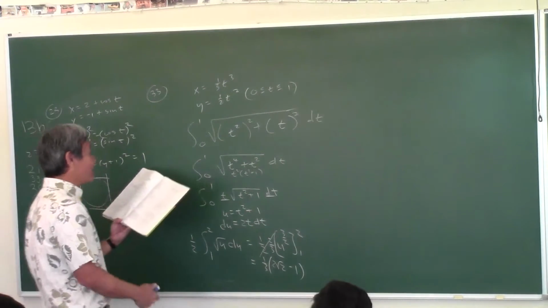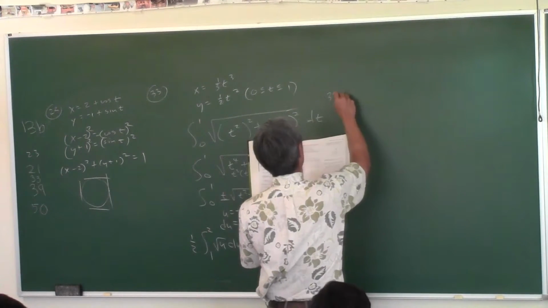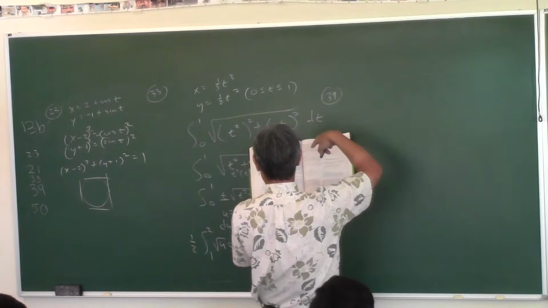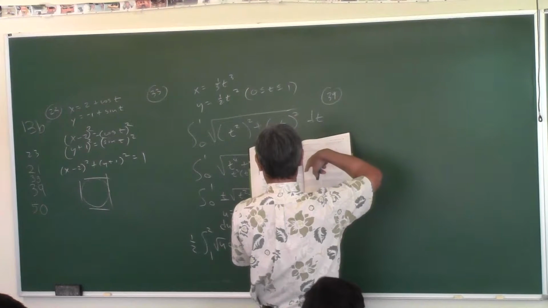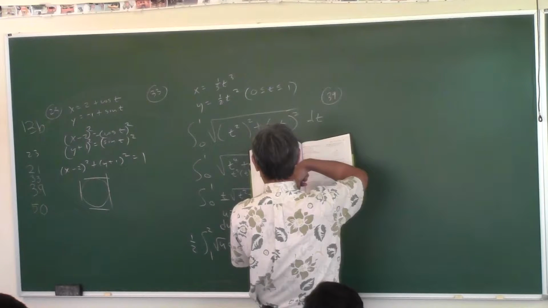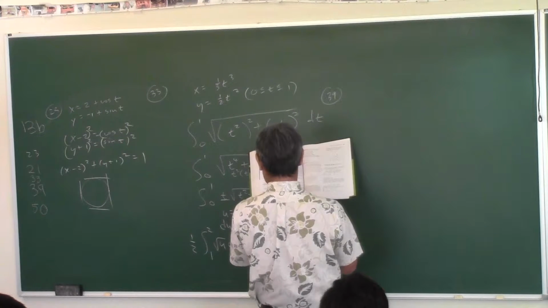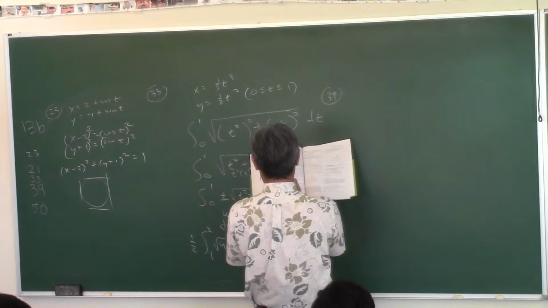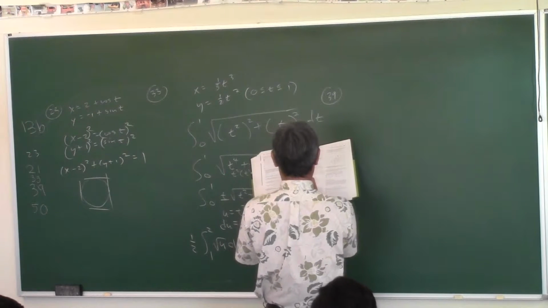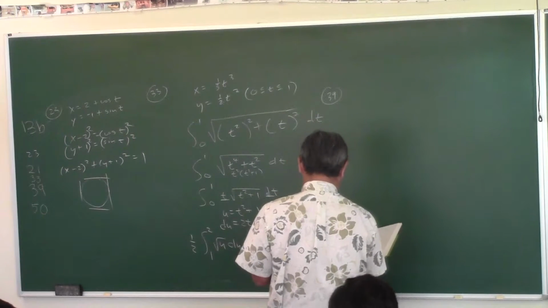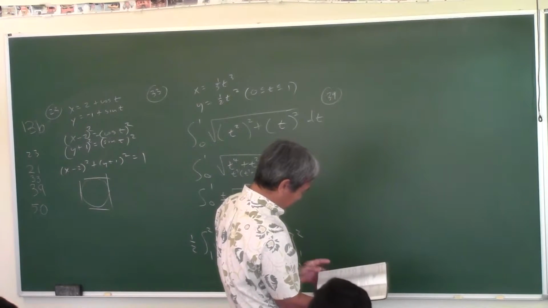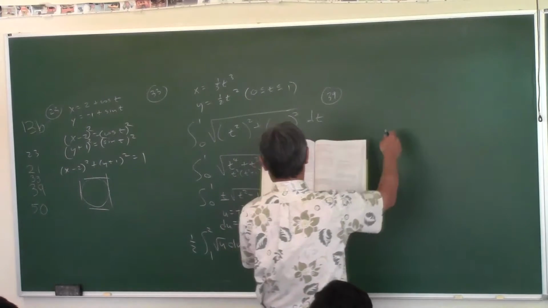39. Find the area of the shaded region. What is 39? Does it refer to something? They have to give you an equation. Obviously, we have to go back to a previous problem. Bottom left corner, it says exercises 39 and 40 refer to the region bounded by the x-axis on the left and one. Oh, right there!